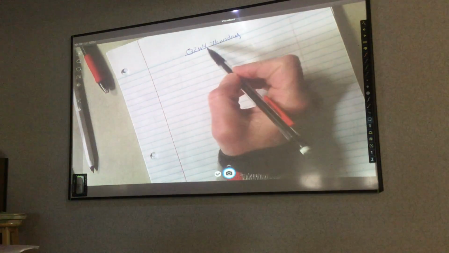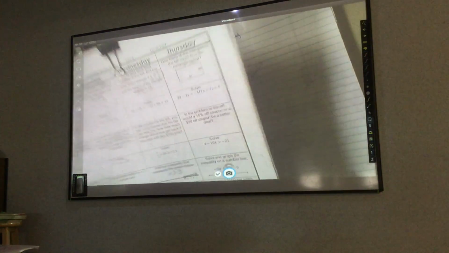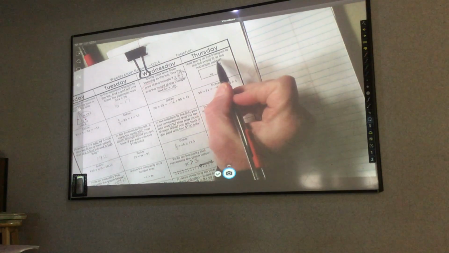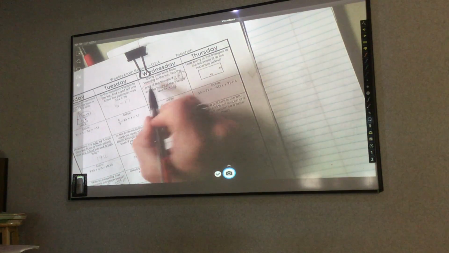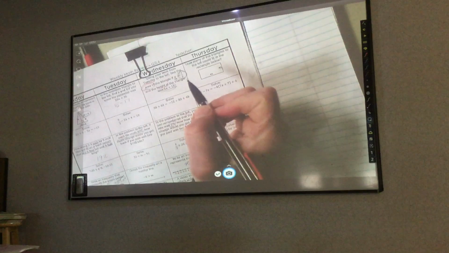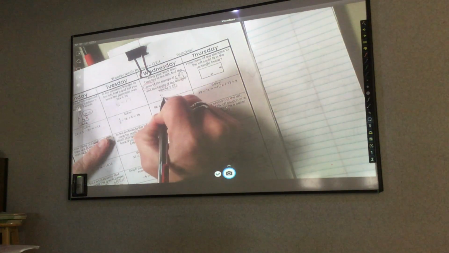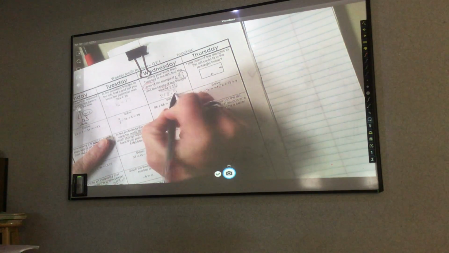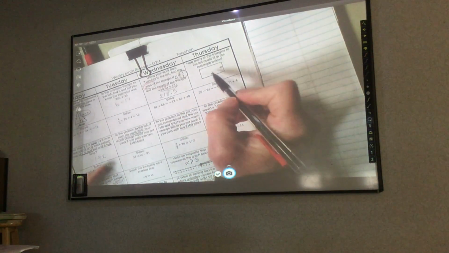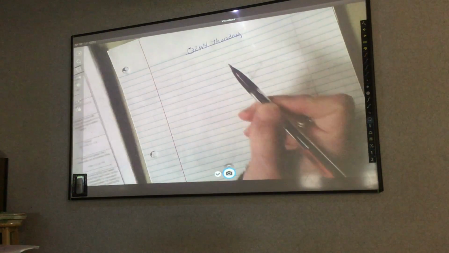So it's Q2, week 4, Thursday. Number 1 says, how many of the triangles to the left could fit in the rectangle below? So yesterday we found the area of the triangle, which was 218.5. So we have to find the area of this rectangle.